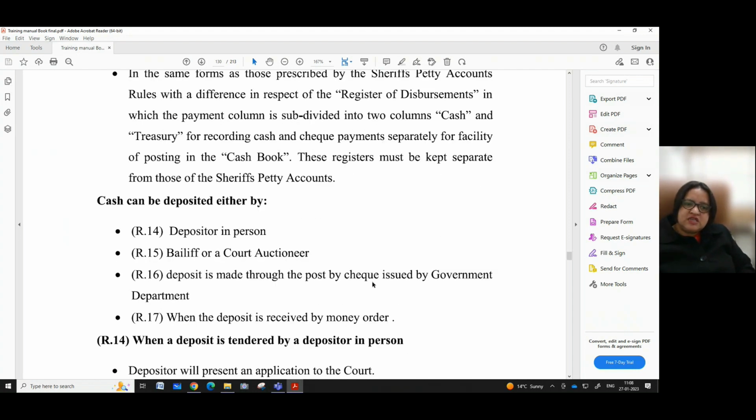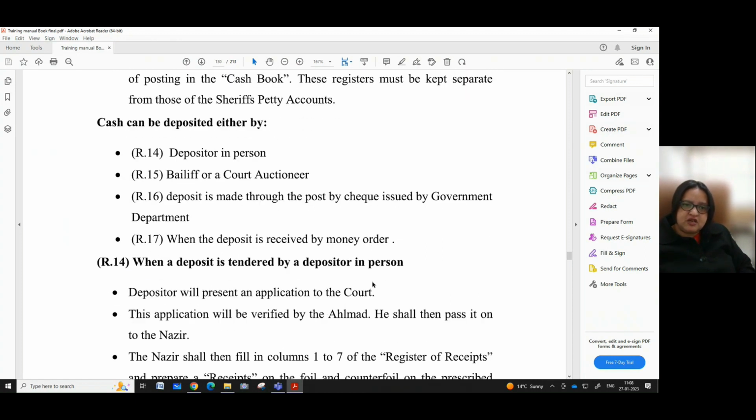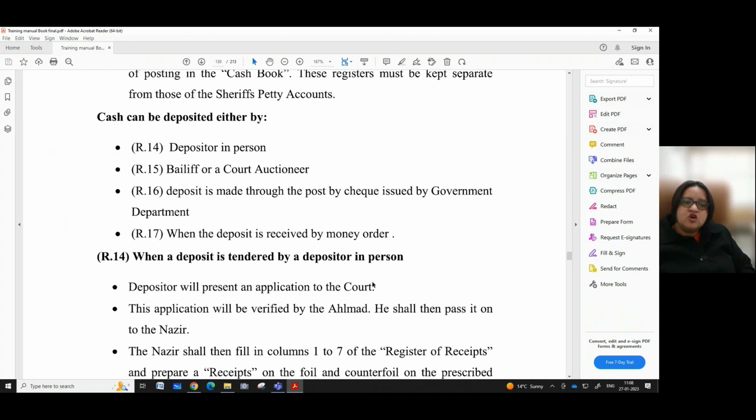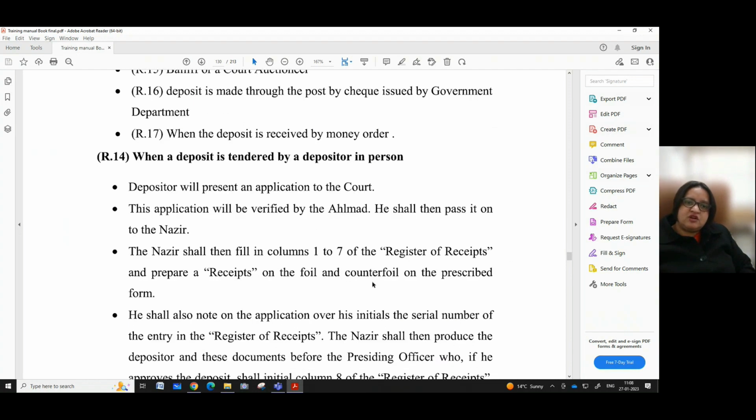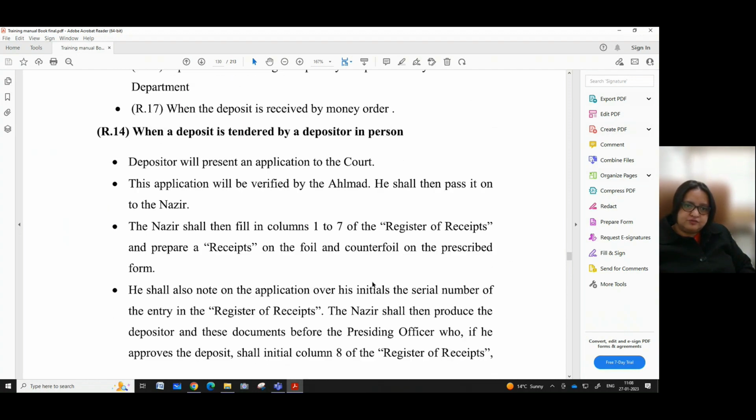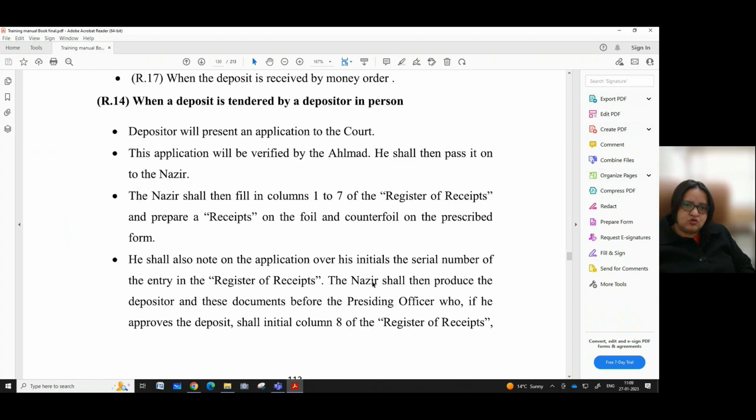Cash can be deposited either by Rule 14, depositor in person; Rule 15, bailiff or a court auctioneer; Rule 16, deposit made through the post by check issued by the government department; Rule 17, when the deposit is received by money order. Rule 14 says that when a deposit is tendered by a depositor in person, the depositor will present an application to the court.